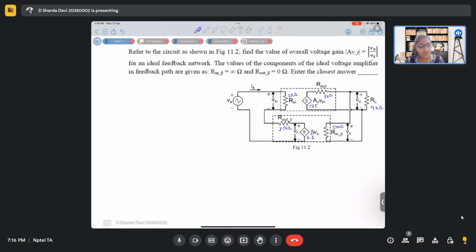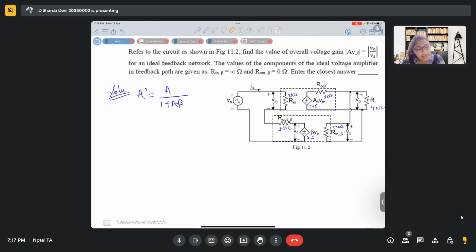And here, since we have to use the ideal voltage amplifier, what will be the gain? A dash is A by 1 plus A beta. But now if you look carefully, there is a load. And when we are talking about gain, we are talking about the gain across the load, right?